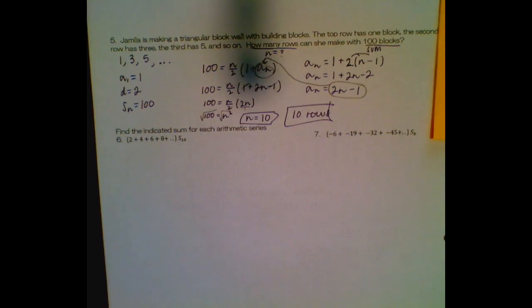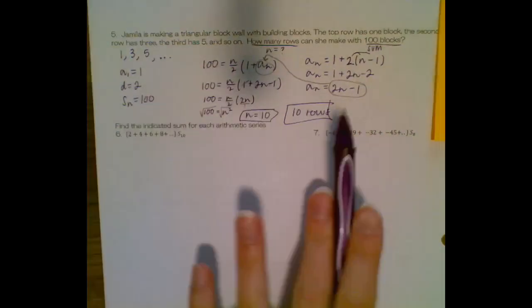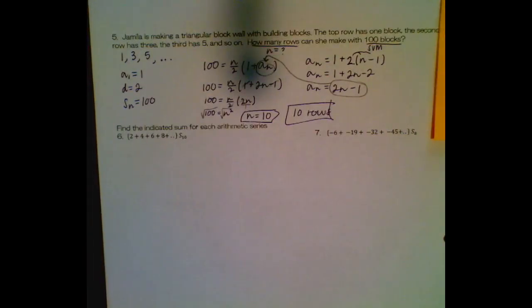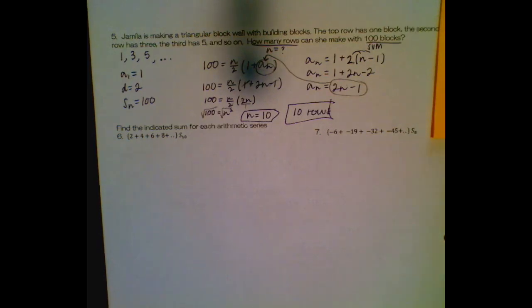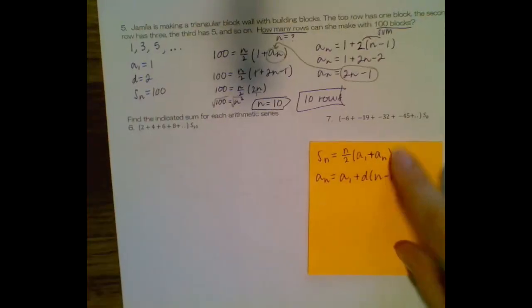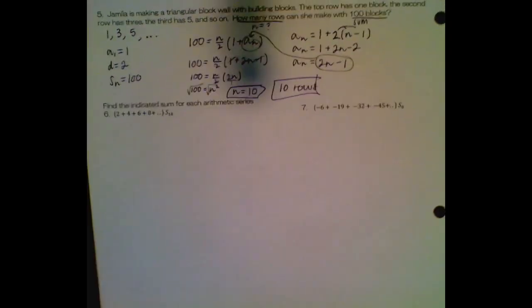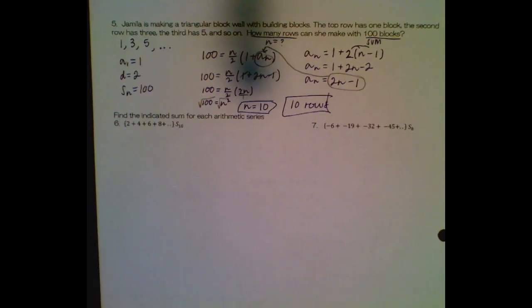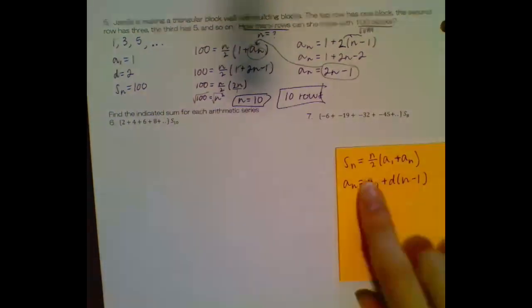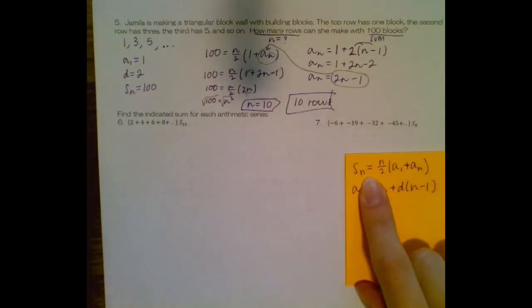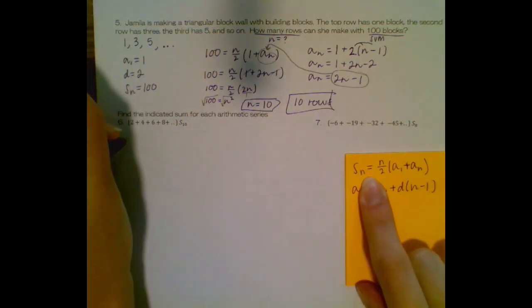Might need to watch that part over again because there was a lot of math going on there. But some of these problems, especially these application problems, are going to require you to use both formulas, okay? All right, number 6 says find the indicated sum for each arithmetic series. So now we're just using good old arithmetic series formula.